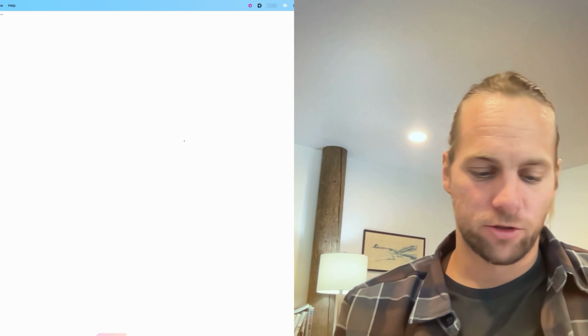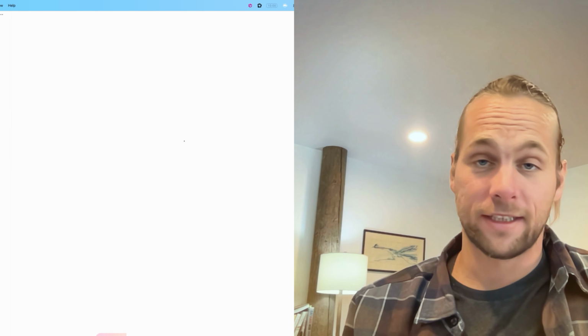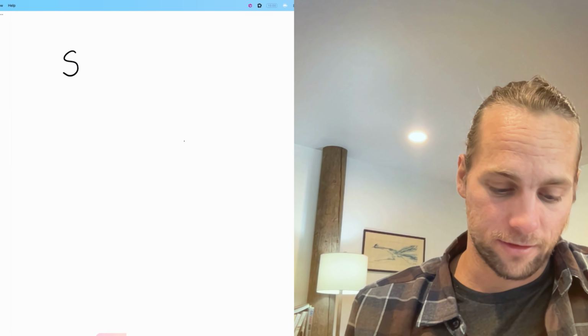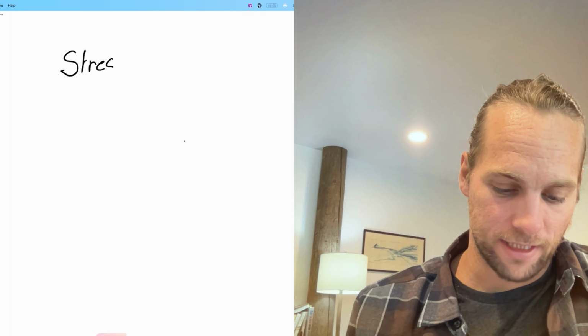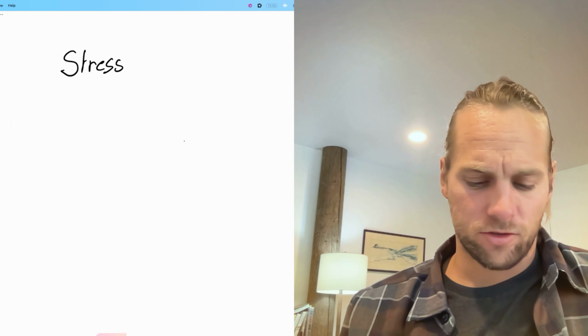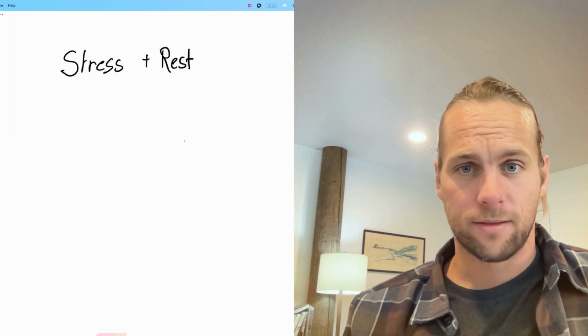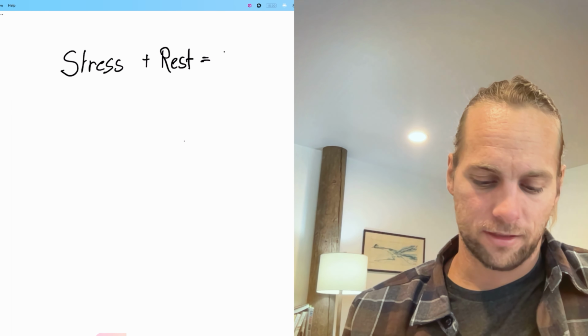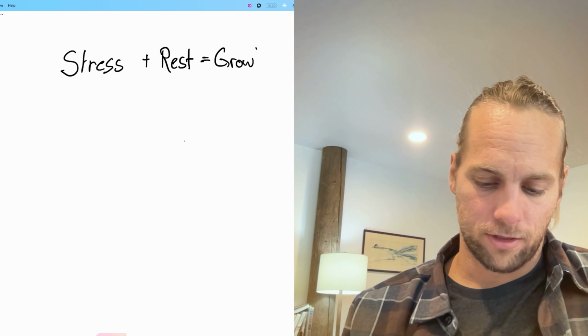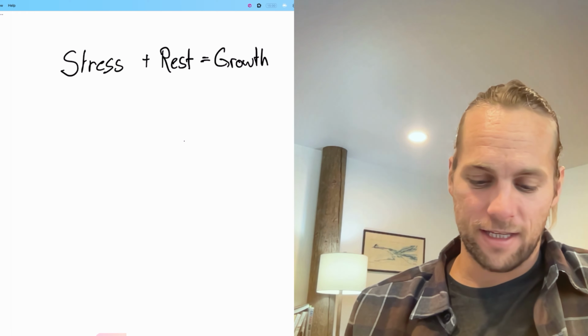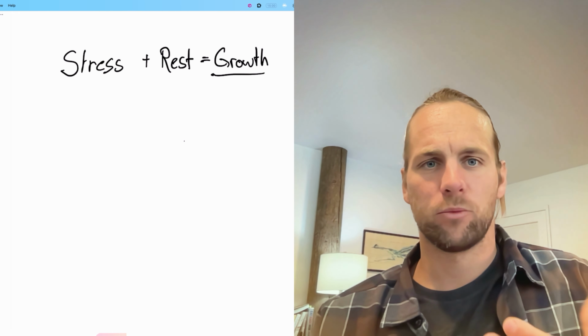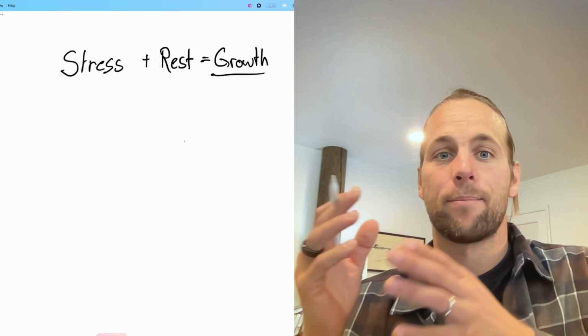Okay, so the equation is super simple. A lot of people know that they need to add stress, which is training. So we add stress, but then they also need to add rest, because stress plus rest equals growth. So that's the main thing that we're working for or looking for, right? We want growth, we want to adapt, we want to get better.